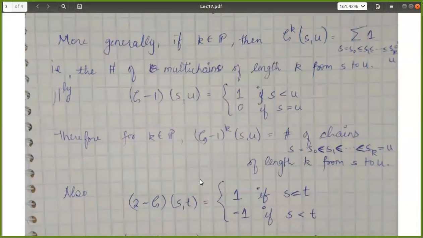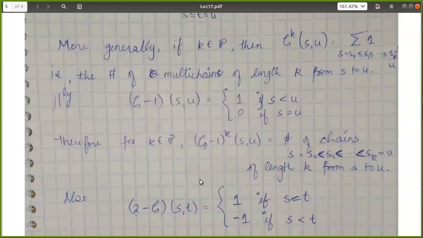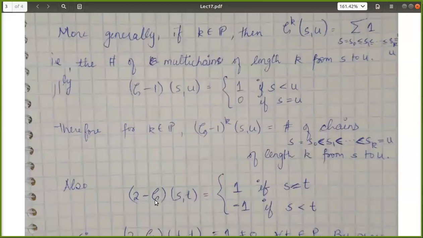So now another function which we see, and actually the last function for now, is 2 minus zeta. So 2 is 2 times the identity applied to ST, and then you subtract zeta. Or you can say identity applied to ST plus identity applied to ST minus zeta applied to ST. 2 you can write as 1 plus 1. But remember, these are not numbers here. These are functions.